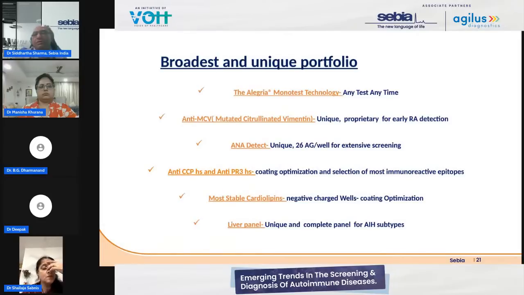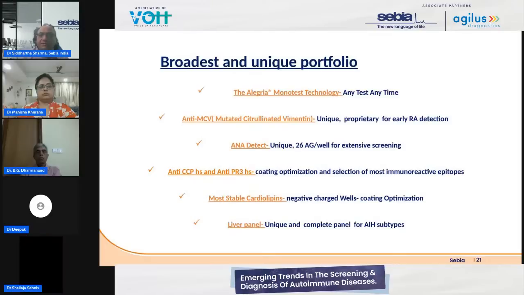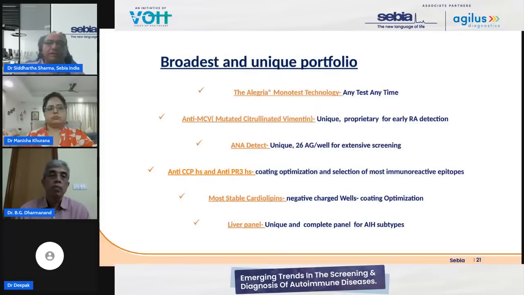Liver panel, definitely, as I enumerated, there is a unique and complete panel for both autoimmune hepatitis 1 and 2. So apart from the atypical ANCAs which are present, which are helpful for autoimmune diagnosis, we have the LC1 and the LP1 antibodies which are available. So we have a full coverage of all the autoimmune hepatitis subtypes on this system.